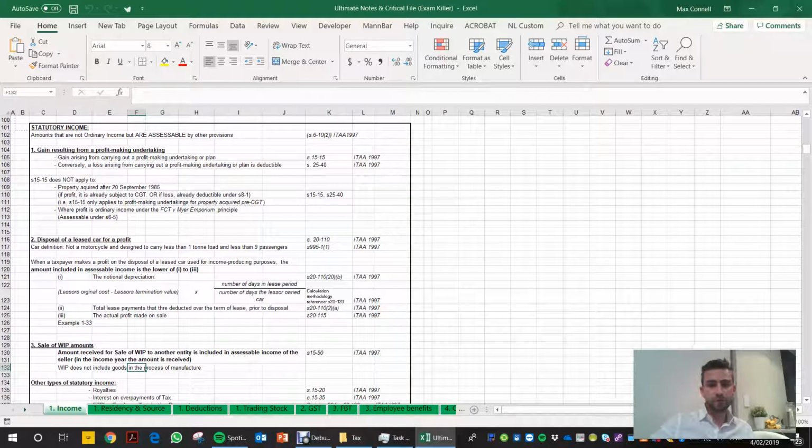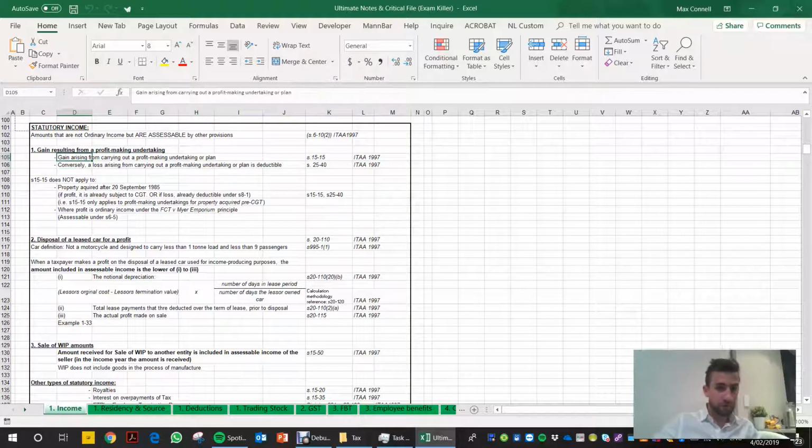So if it doesn't fall under ordinary income, it comes under statutory income, which is section 6-10 of the Income Tax Act 1997. There's a few I mentioned before that are very specific. So if it doesn't fall under ordinary income, it falls under very specific instances of statutory income. The first one that's specified under section 15-15 is the gain resulting from a profit-making undertaking.